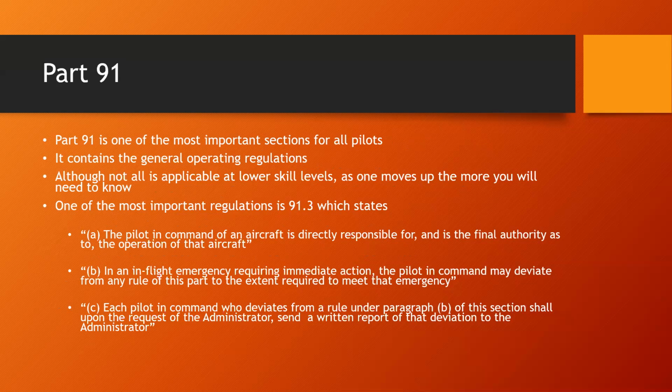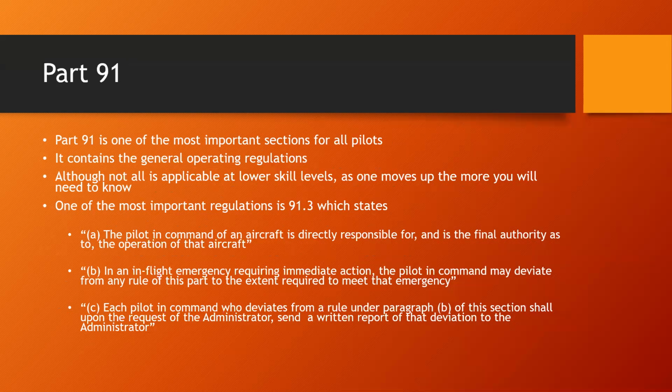For example, we have Part 91.3, which is basically laying out the ground rules for what a pilot can do. The pilot in command of an aircraft is responsible for and is the final authority as to the operation of that aircraft. In an in-flight emergency, the pilot in command can deviate from any rules in this section, or really in the entirety of the section.